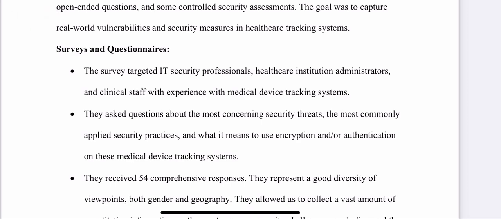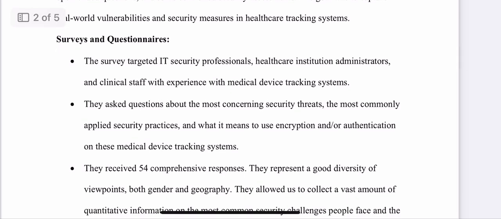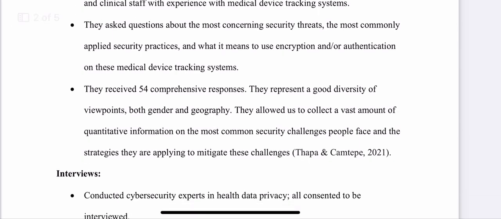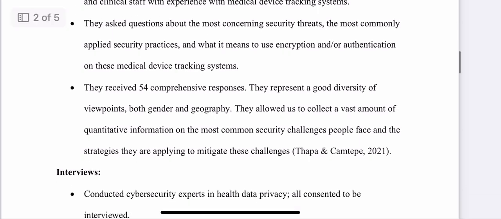Surveys and questionnaires. The survey targeted IT security professionals, healthcare institution administrators, and clinical staff with experience with medical device tracking systems. They were asked questions about the most concerning security threats, the most commonly applied security practices, and what means are used for encryption and authentication on these medical device tracking systems. The survey received 54 comprehensive responses.